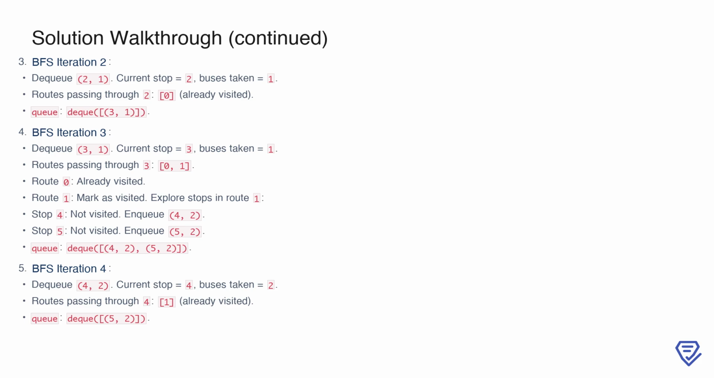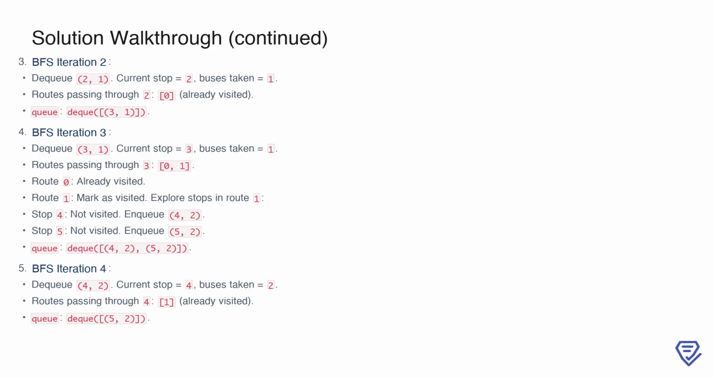Now, we dequeue stop 3, also reached with one bus. Stop 3 is part of two routes, route 0, which is already visited, and route 1, which is unvisited. We mark route 1 as visited and explore its stops. Stop 4 is unvisited, so we enqueue it with a bus count of 2. Similarly, stop 5 is unvisited, so we enqueue it with the same bus count. At this point, the queue contains stops 4 and 5, each reached using 2 buses.